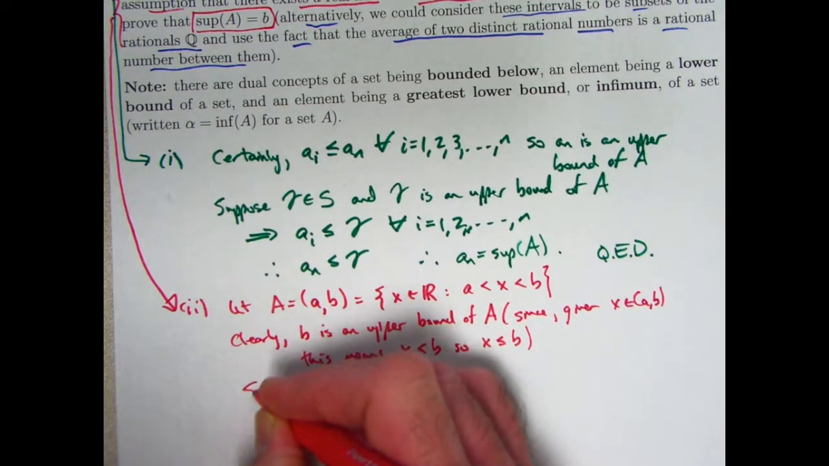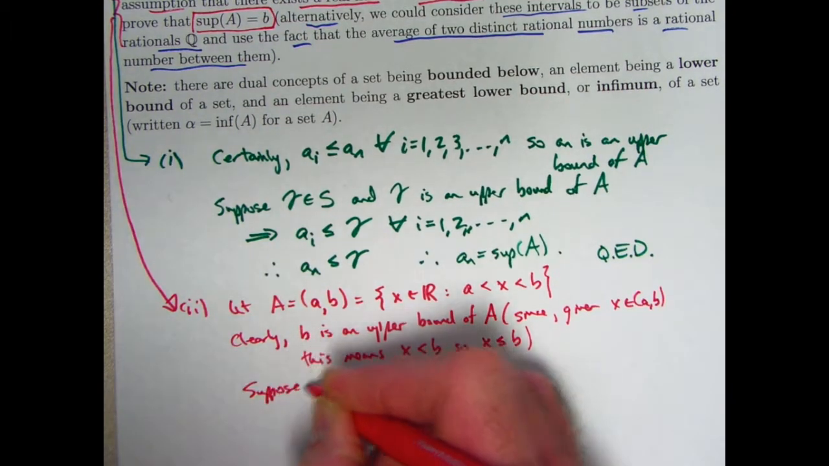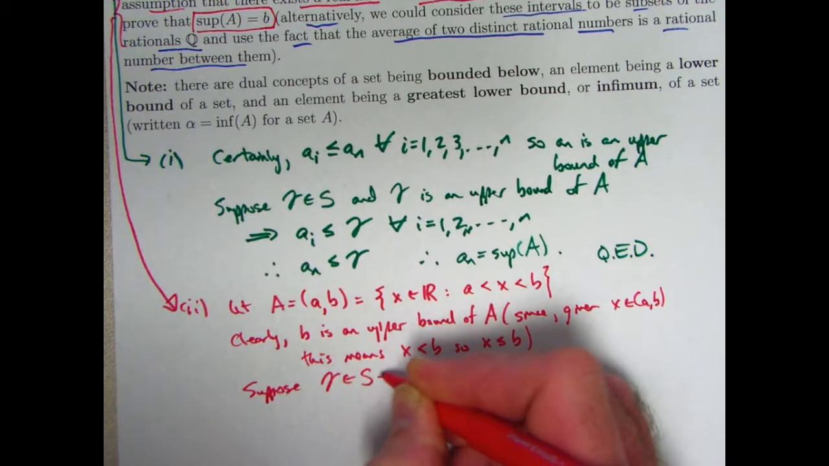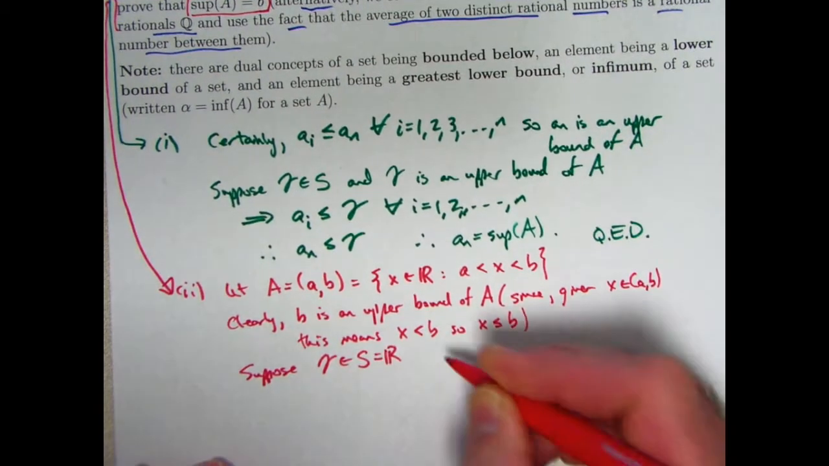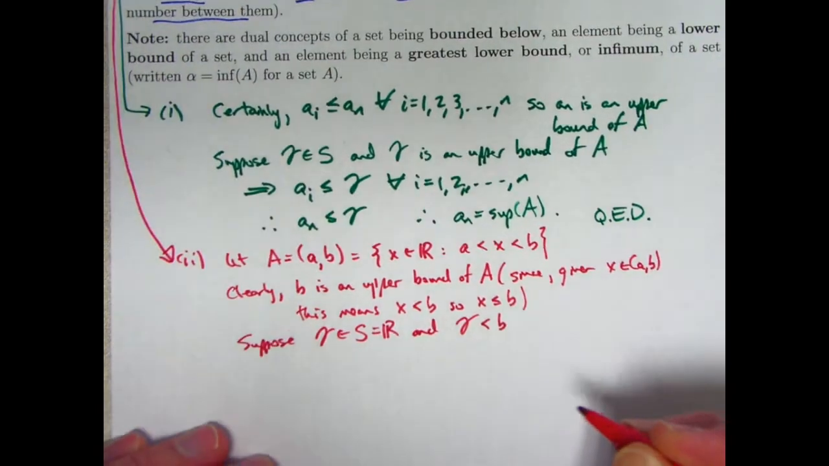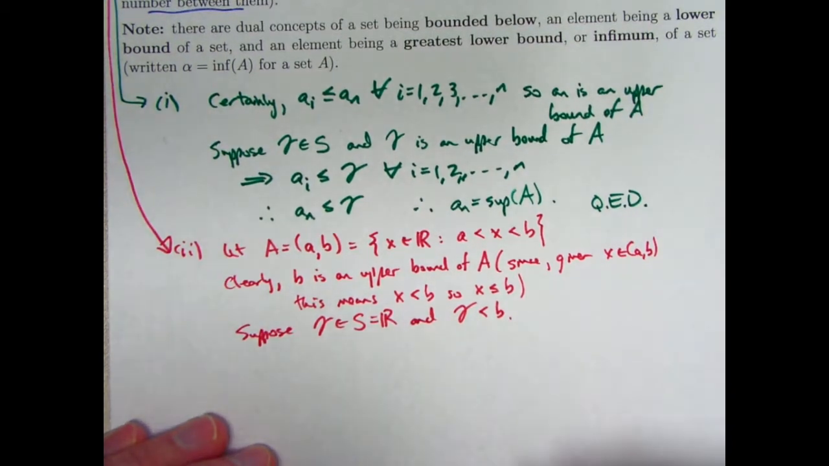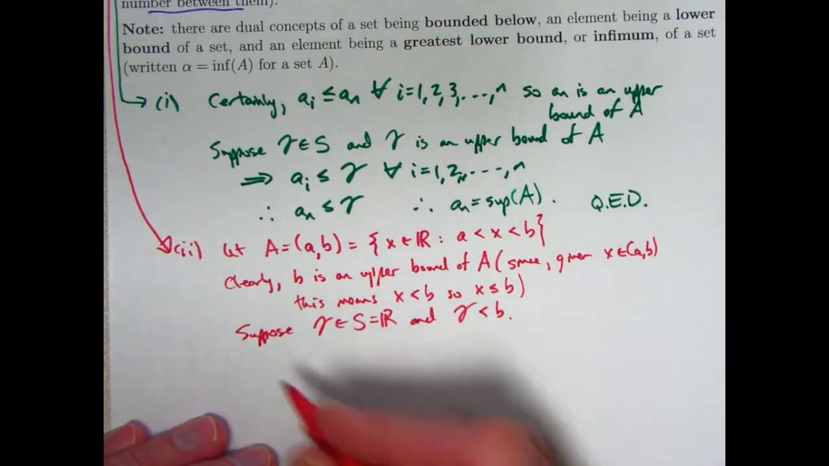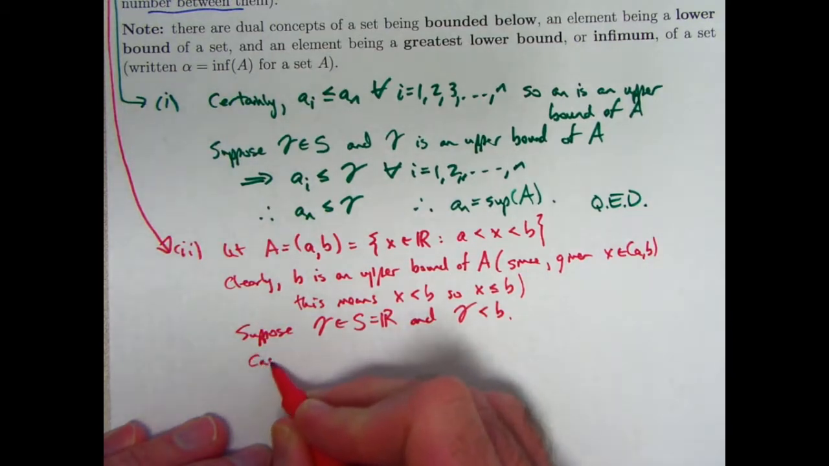So suppose gamma is some other element of S, which is the real number system, and suppose gamma is strictly less than B, this thing that we're trying to show is the sup. My goal is to show that gamma is not an upper bound of capital A. And there's two cases you can consider.